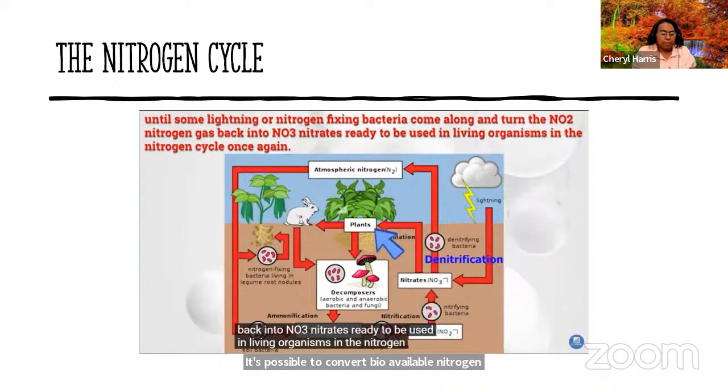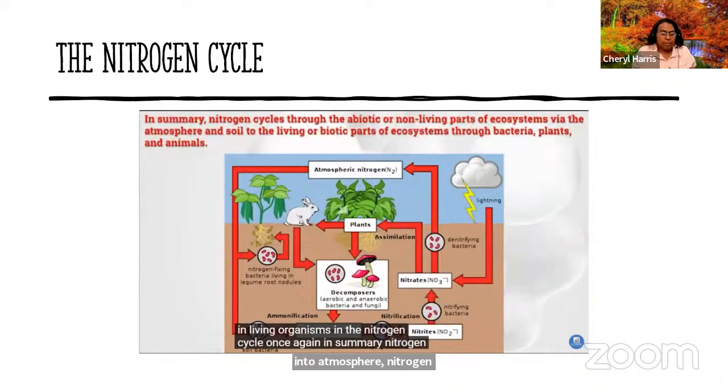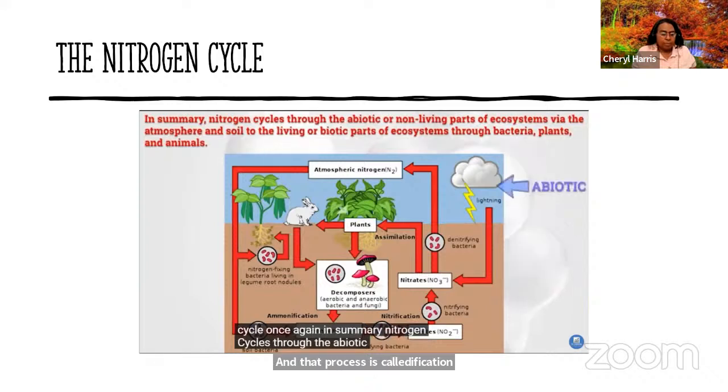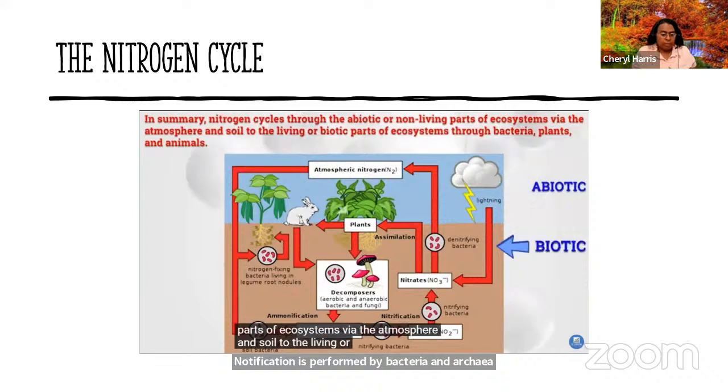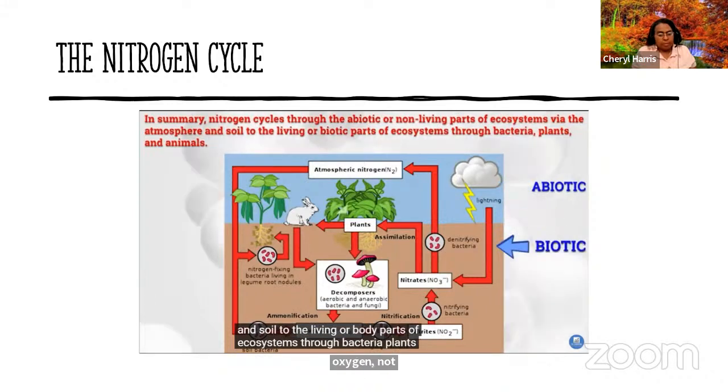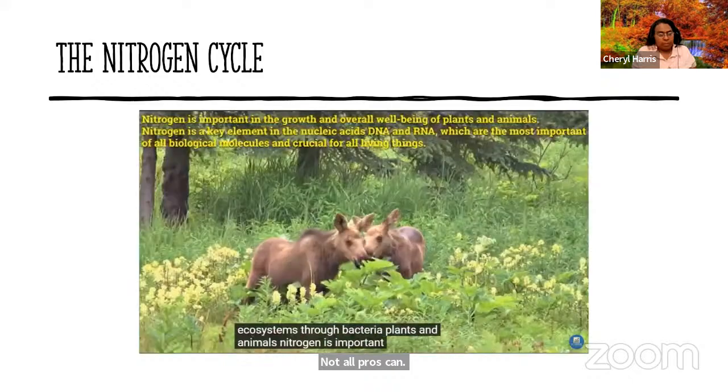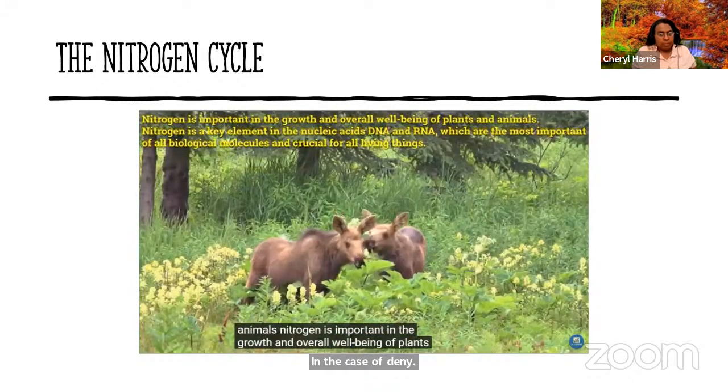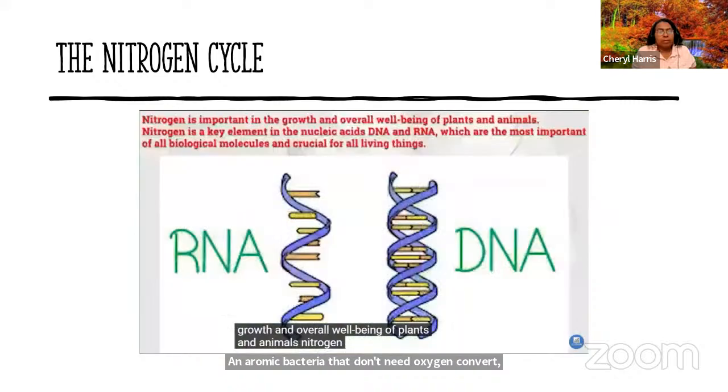In summary, nitrogen cycles through the abiotic or non-living parts of ecosystems via the atmosphere and soil to the living or biotic parts of ecosystems through bacteria, plants, and animals. Nitrogen is important in the growth and overall well-being of plants and animals. Nitrogen is a key element in the nucleic acids, DNA and RNA, which are the most important of all biological molecules and crucial for all living things.